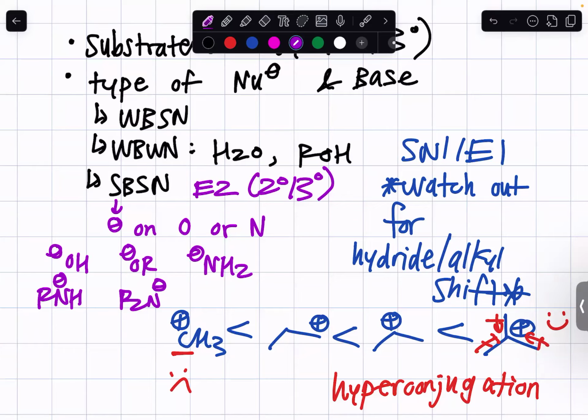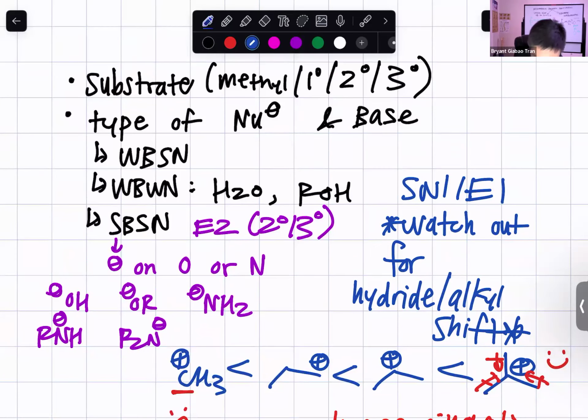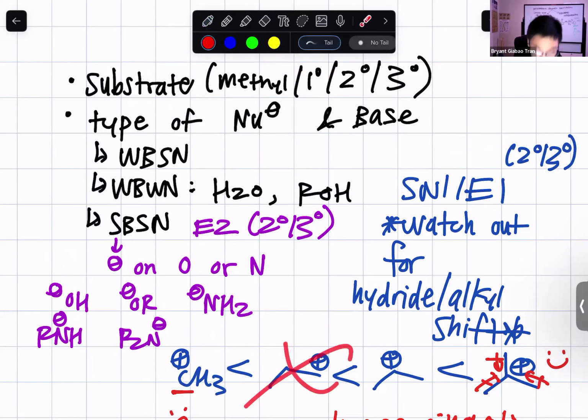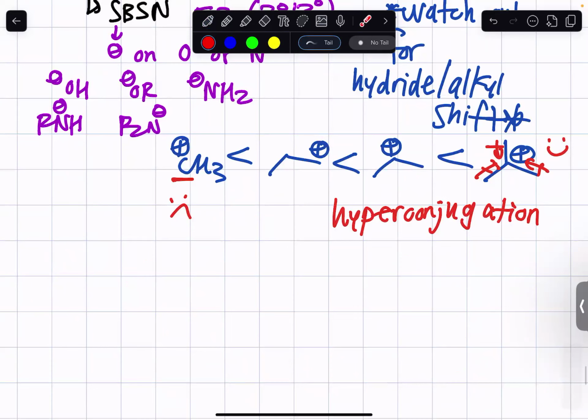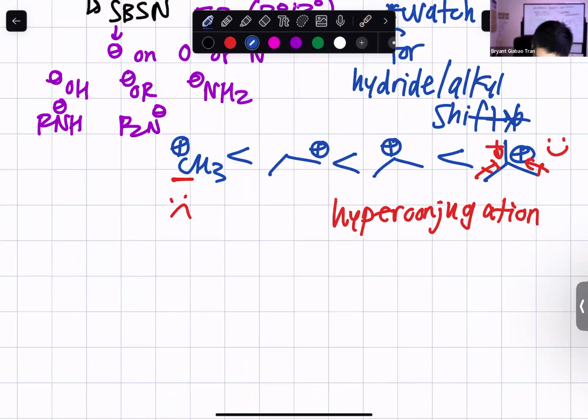SN1, E1, because they want to make the more stable carbocation, they will only work on secondary or tertiary substrates as well. Primary substrates would not work because we can't make a primary carbocation, too unstable to exist. So that's why it's going to be no reaction, but you'll see that in the table when I show you.